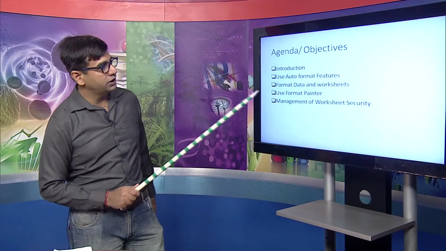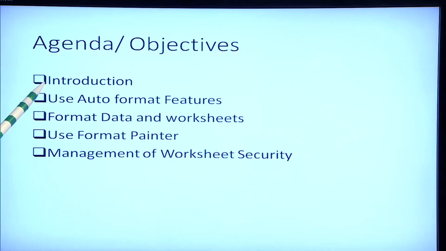I am going to introduce you to worksheets, and then we will touch upon how to use automatic formatting in Microsoft worksheets. Then we will touch upon how to format data within the cells and within the worksheets. Then we will also use the format painter in various worksheets and for data entry. And in the last part, we are going to touch on the management of worksheet security, and how you can ensure that the worksheet data is secured.